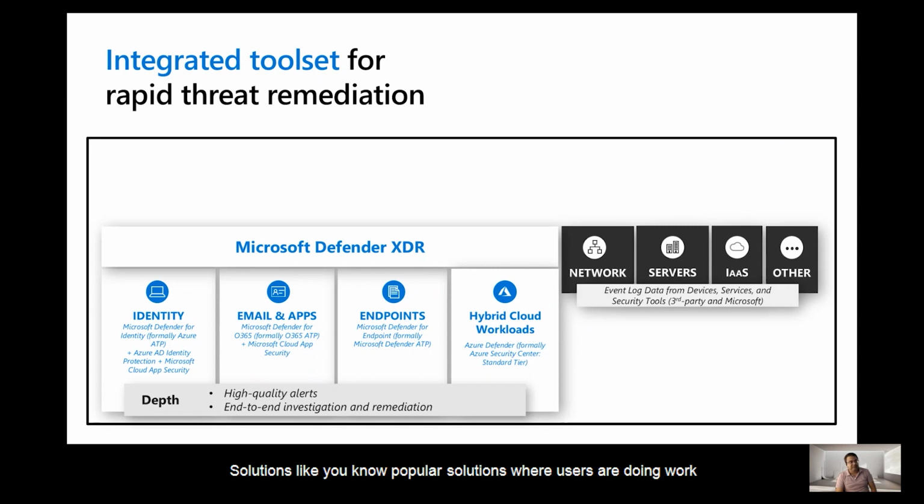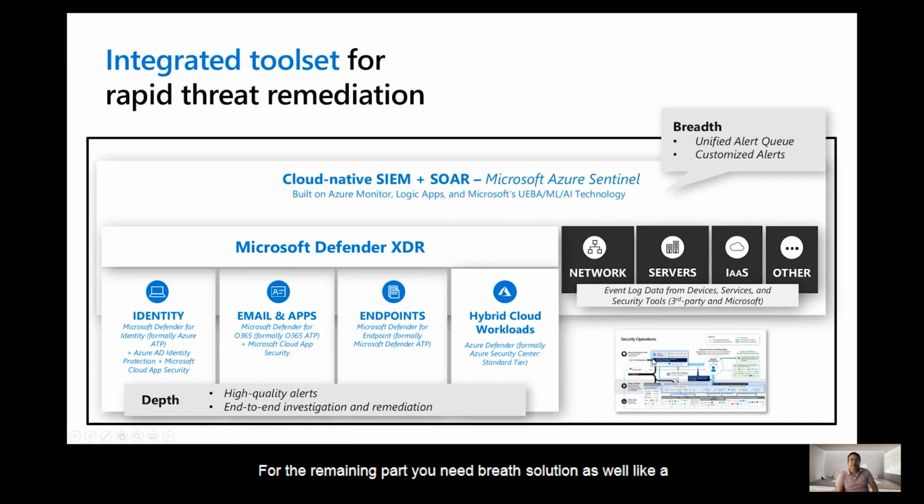Solutions like popular solutions where users are doing work across identity, email, applications, endpoint, hybrid infrastructure. So for all of these, there are great depth solutions available from Microsoft, which can help lower the overall volume of alert data and generate great insights. At the same time, for the remaining part, you need breadth solutions as well, like a modern SIEM, like Azure Sentinel, which can really integrate both these elements together to give you great insight.